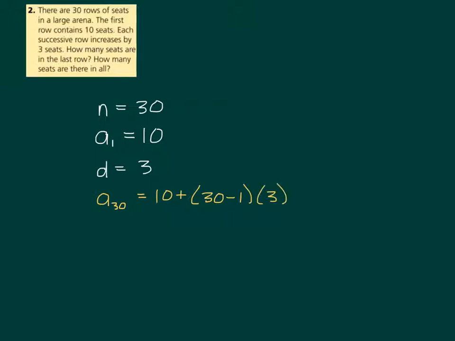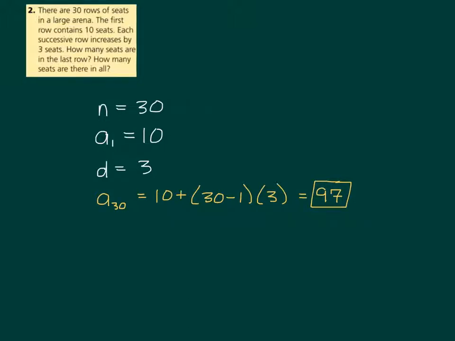So how many seats are there in that last row? 97. So that's the first question. How many seats are in the last row? 97.